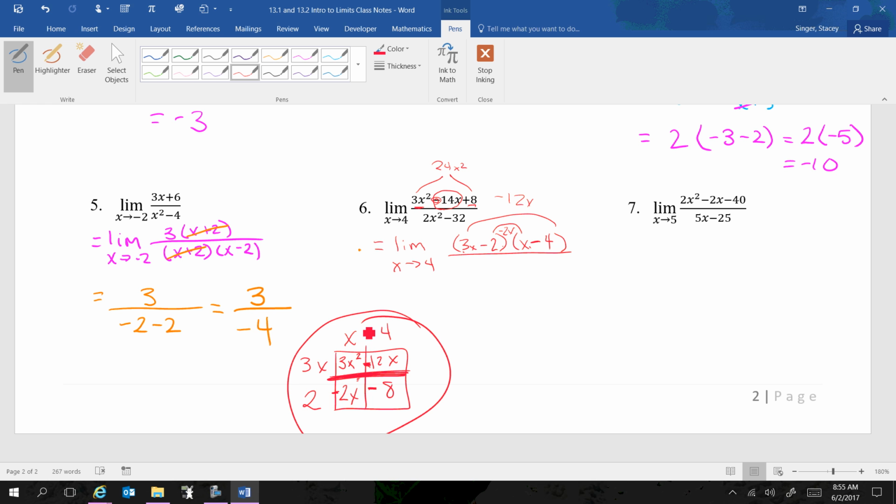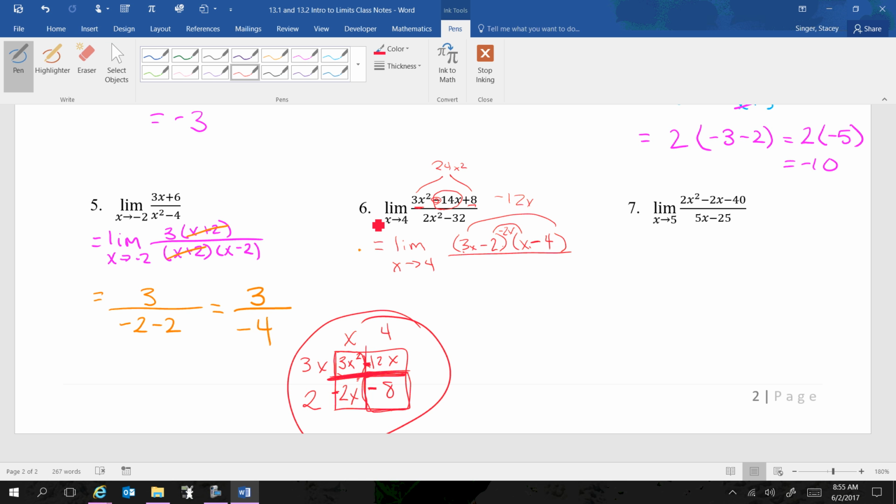What do you mean what numbers to use when you get your numbers in the box? The first term always goes in the first box. The last term always goes in the last box. And then it has to add or subtract to negative 14 and multiply to the first term and last term multiplied together. So 3x squared times 8 gives you 24x squared. And that's where the 12 and the 2 come from.